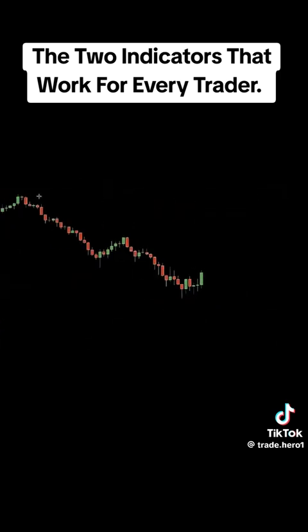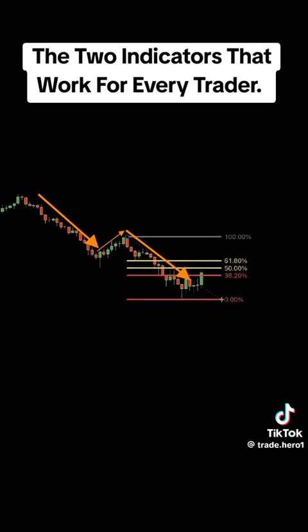Now let's look at a bearish setup using the Fibonacci retracement tool. In this chart, the market is clearly trending downward, with a strong impulsive move to the downside, followed by a pullback. To apply the Fibonacci tool in this scenario, you'll draw it from the start of the move down to the lowest point of that impulse.